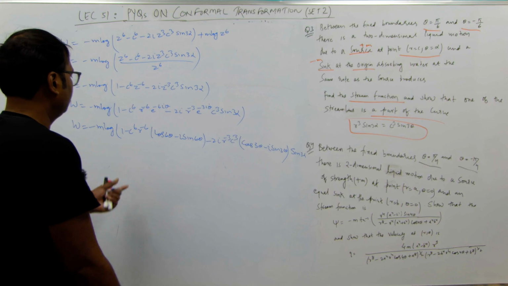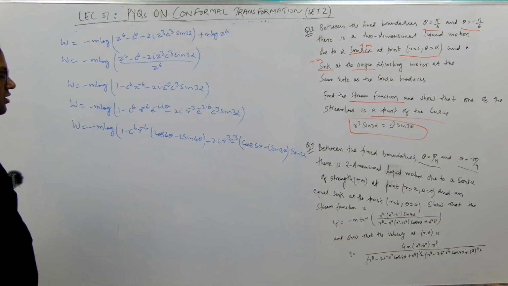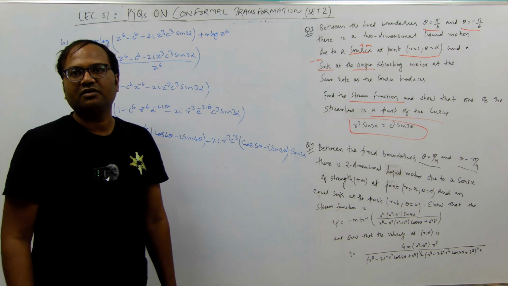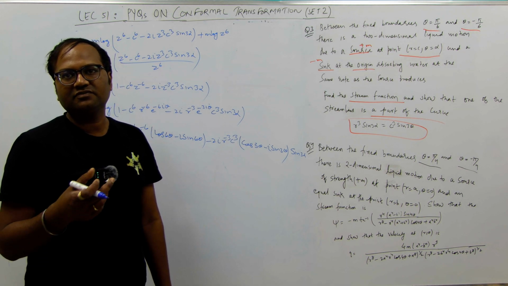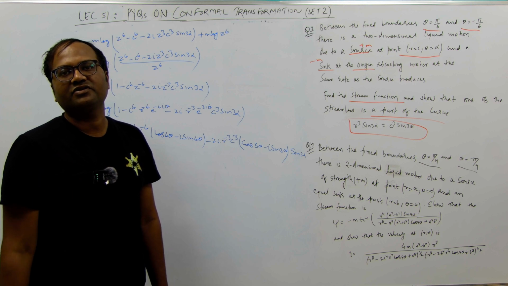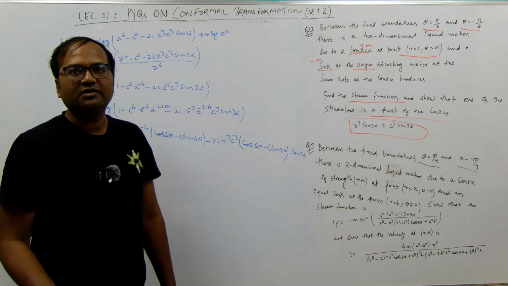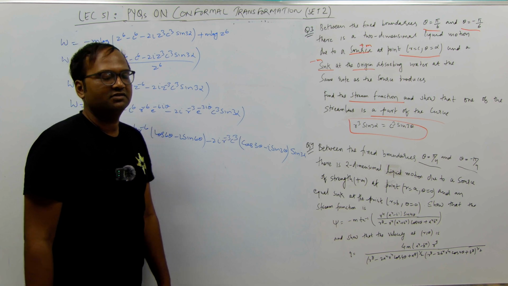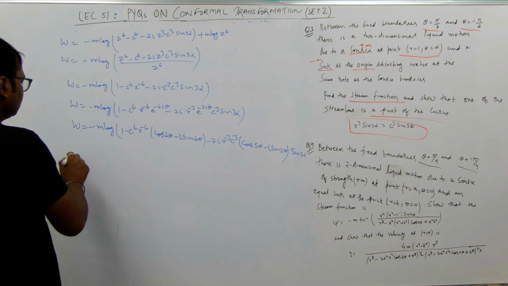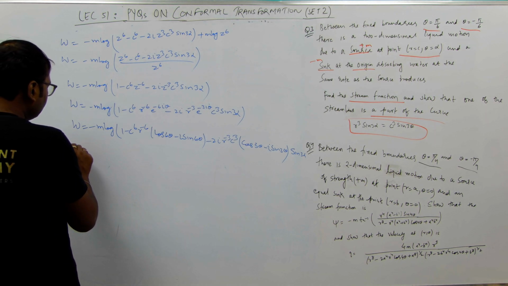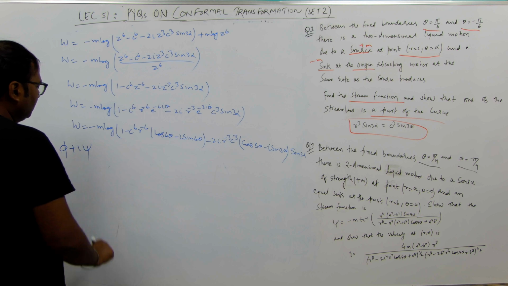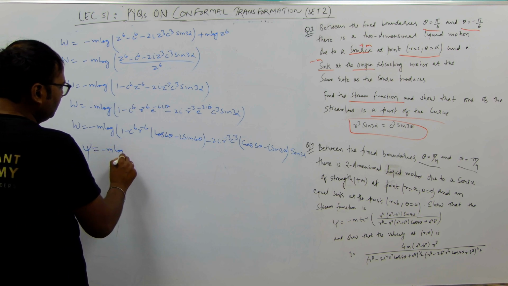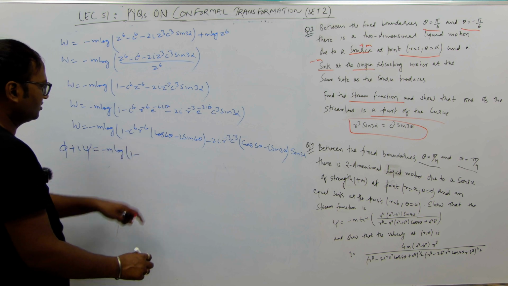Okay, so let us bifurcate the real part as well as the imaginary part. We have the complex potential as velocity potential plus i times the stream function. On bifurcating the real part and the imaginary part, we will get the velocity potential as well as the stream function. So we have complex potential phi plus i times stream function is equal to minus m log 1 minus, so let us write down the real part.